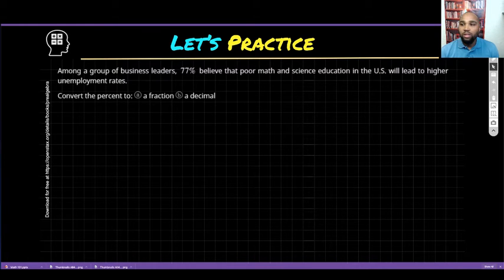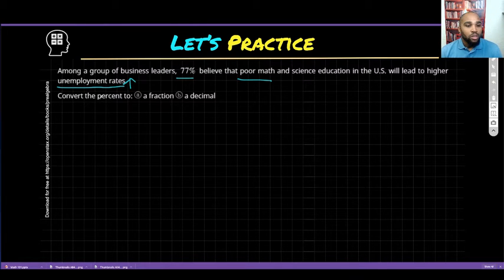All right, let's write this number, 77%. Among a group of business leaders, 77% believe that poor math and science education in the U.S. will lead to a higher unemployment rate. Okay, that's pretty important, right? We don't want poor math skills because we don't want high unemployment, especially for you.